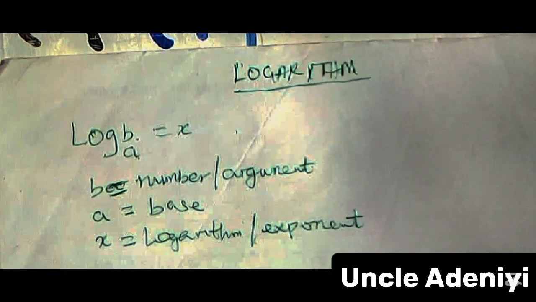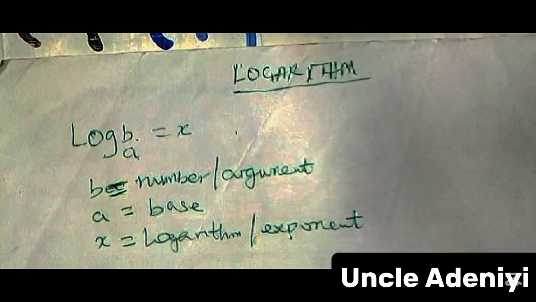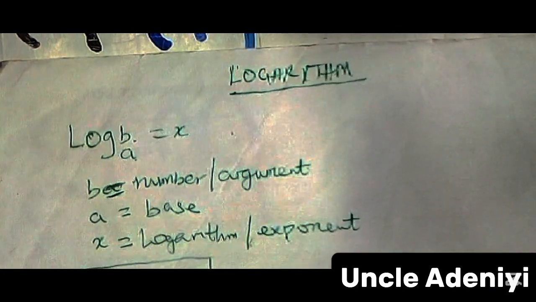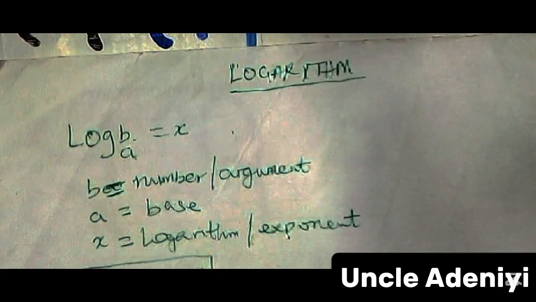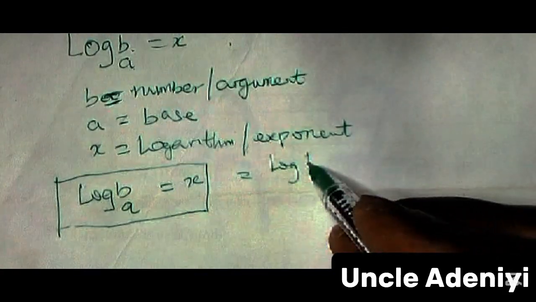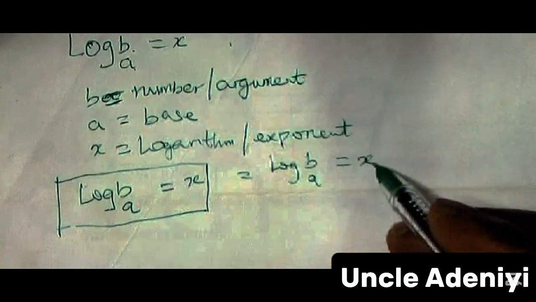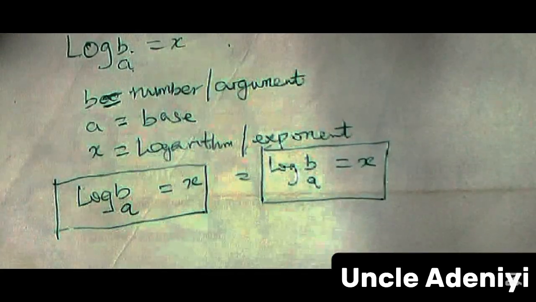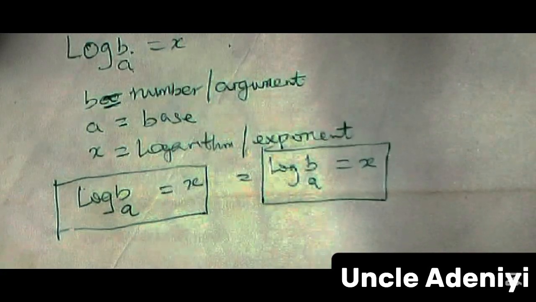Now if you have to interpret this thing with all these parameters, you pronounce it as log b base a equals s. That's what we call it. You understand? That's the way you call it in logarithm. You will say log b base a equals s. That's the way we call it. Now let me move on.